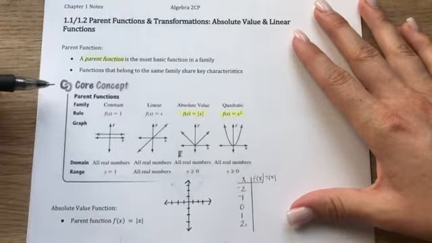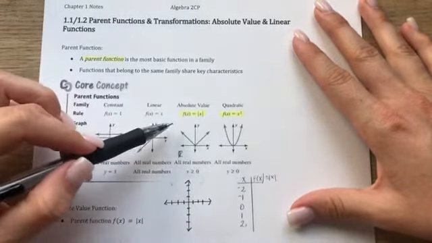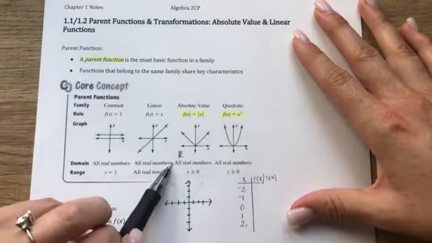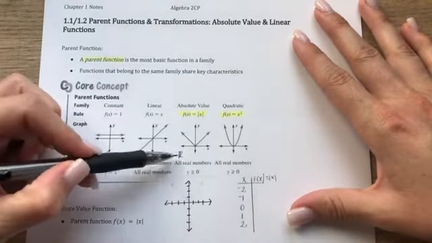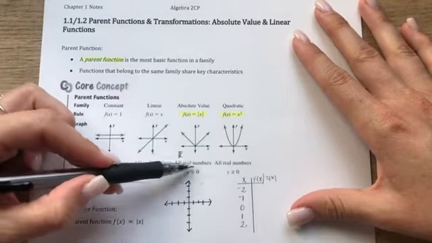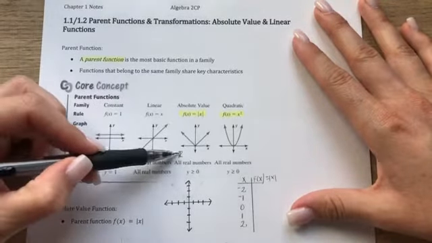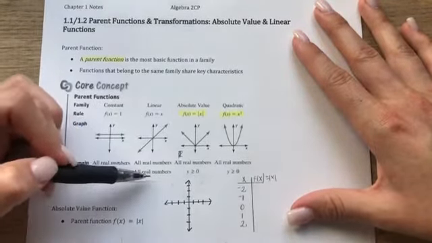The domain for any absolute value function is always all real numbers. And you can shorten it and use this symbol for all real numbers instead of writing it out every single time. It's just an R with a line through it.